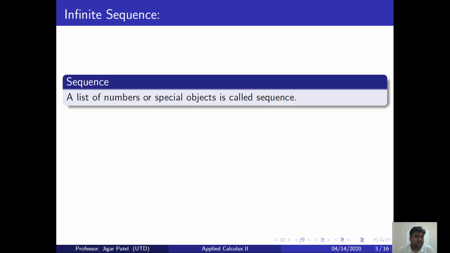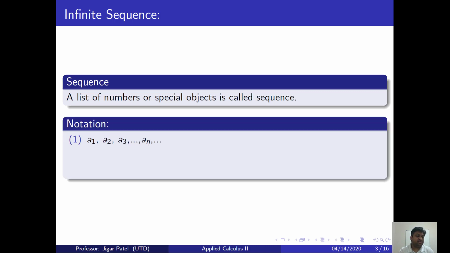What is an infinite sequence? A list of numbers or spatial objects is called a sequence. Right, so a sequence is really the list of numbers or spatial objects. Remember, for us this list is an infinite list. There are three different ways to denote a sequence. Here is the set of notation.